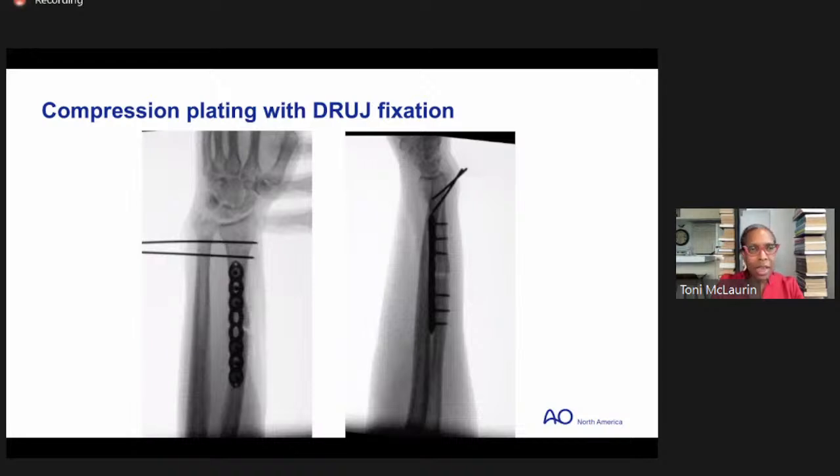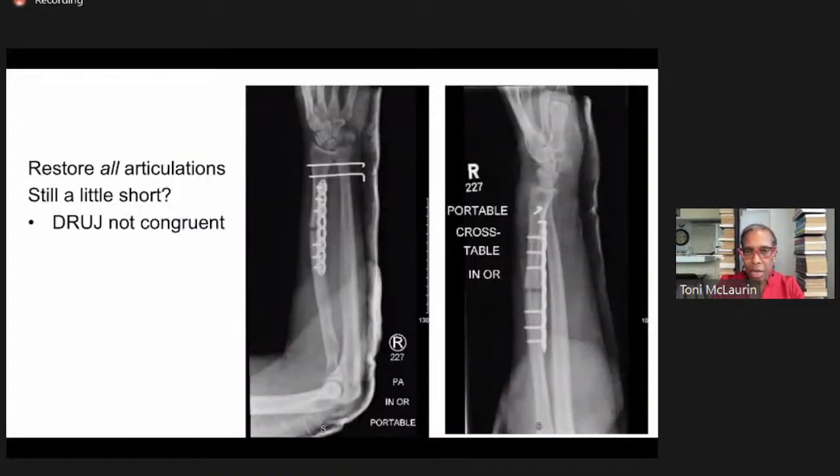And the reason you see a gap, you say, well, it's compression plating. Why is there a gap? Because this is not a fresh fracture. So you're going to see some resorption in the bone ends. You're going to see some edges that don't quite come together. But this is pretty good. This easily goes for compression plating.